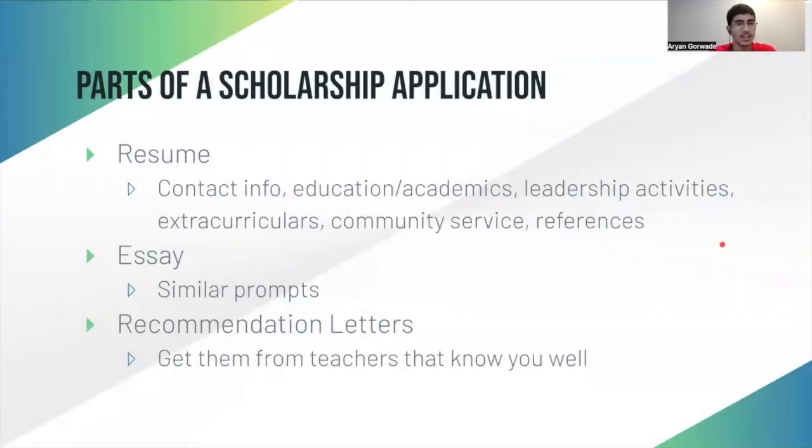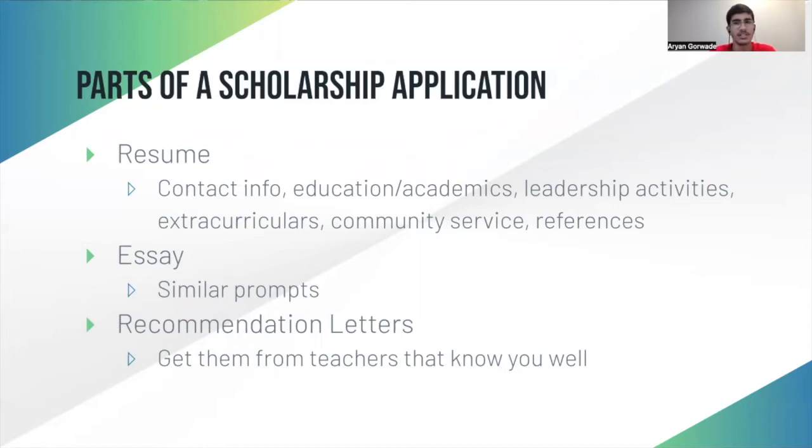All right, so first let's talk about the parts of a scholarship application. Usually there are three such parts: your resume, your essay, and your recommendation letters. Now your resume includes your contact info, your education and academics, which includes maybe some APs you took, your AP scores, your GPA and all that. Leadership activities, like being a leader of a nonprofit or being a club officer, anything like that. Your extracurriculars, your community service, and some references to certain people who can vouch for your authenticity and accomplishments.